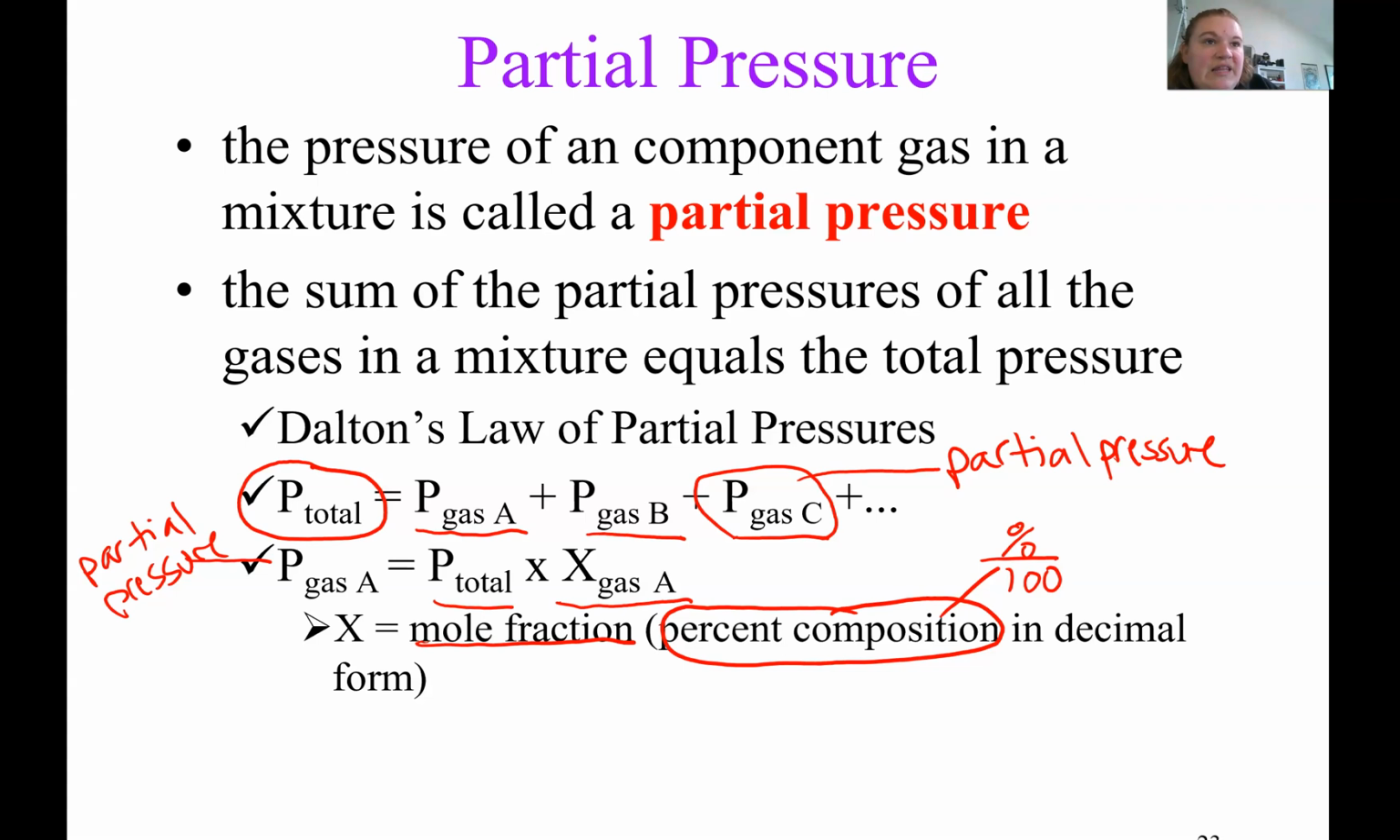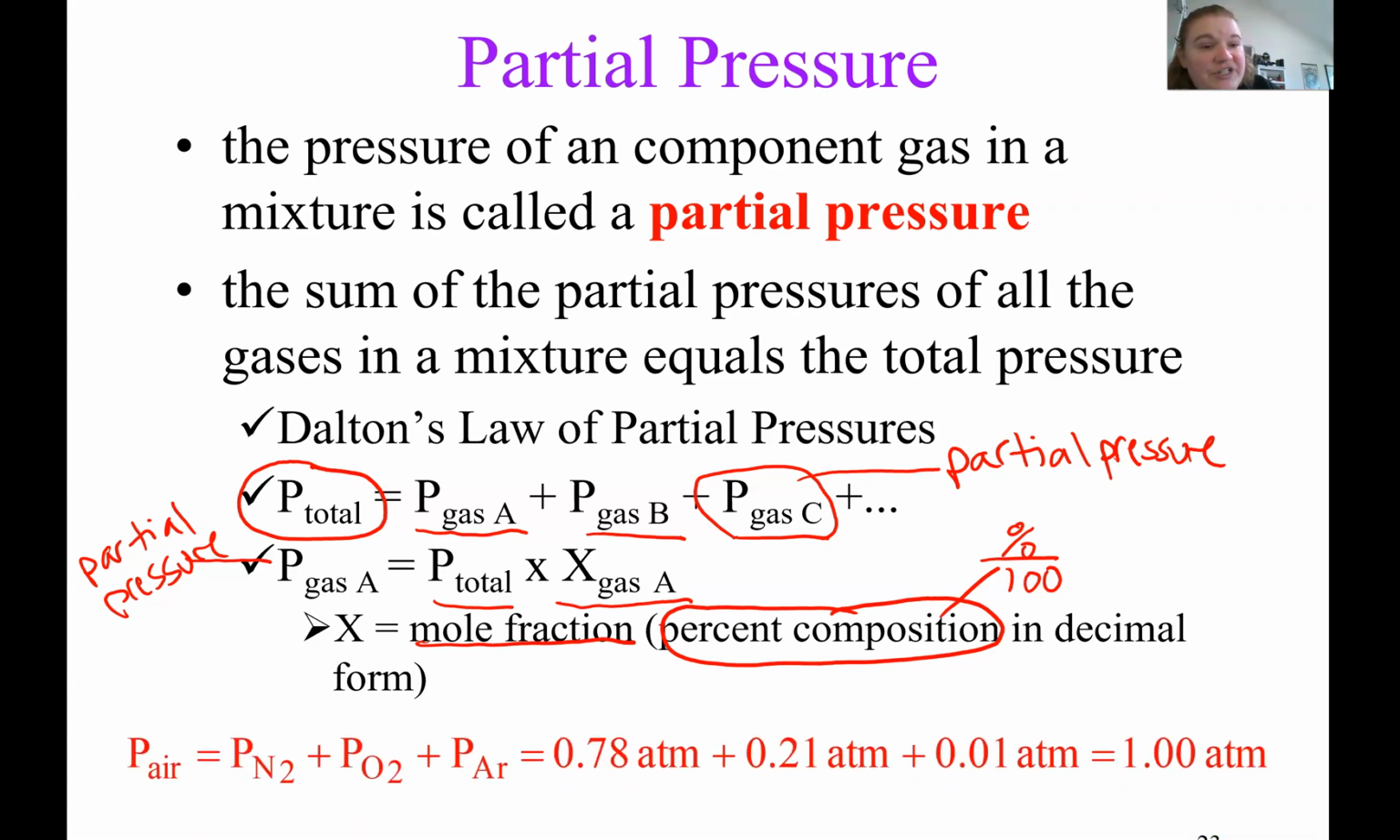So really we're saying that if 78% of the gases are nitrogen, then 78% of the pressure is nitrogen's pressure. So if the total pressure of the air is 1 atmosphere, then nitrogen's partial pressure is 0.78, oxygen's partial pressure is 0.21, and argon's is 0.01. So we're going to do this with some other numbers.